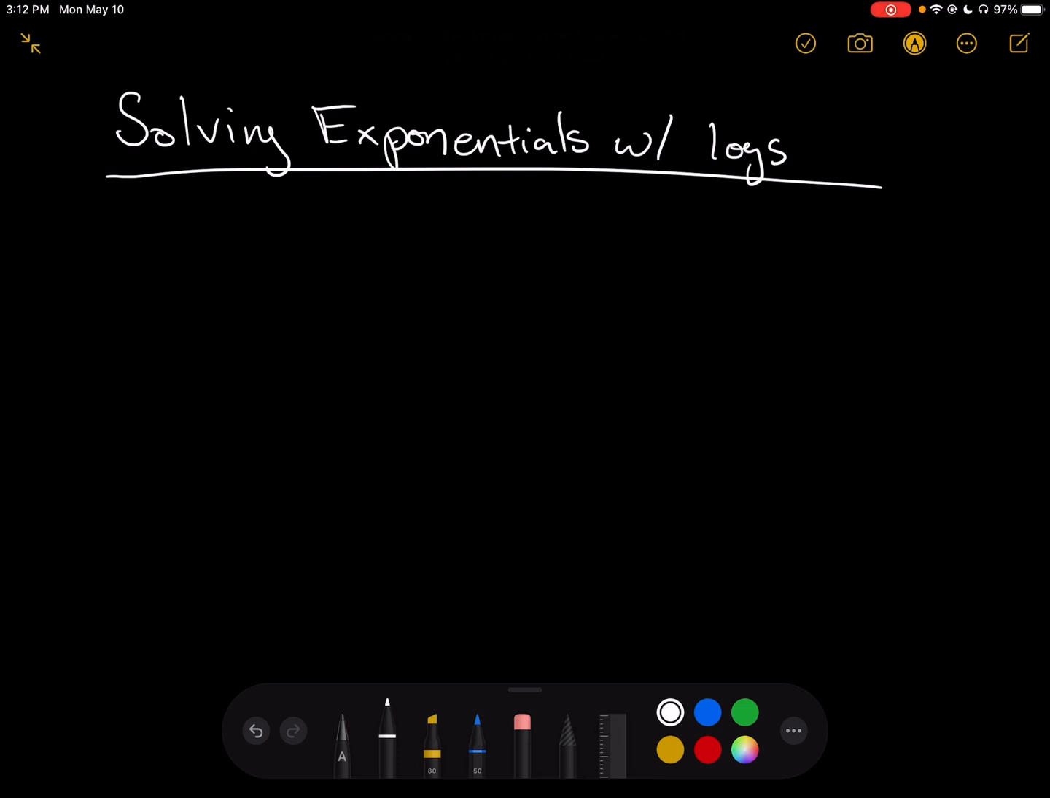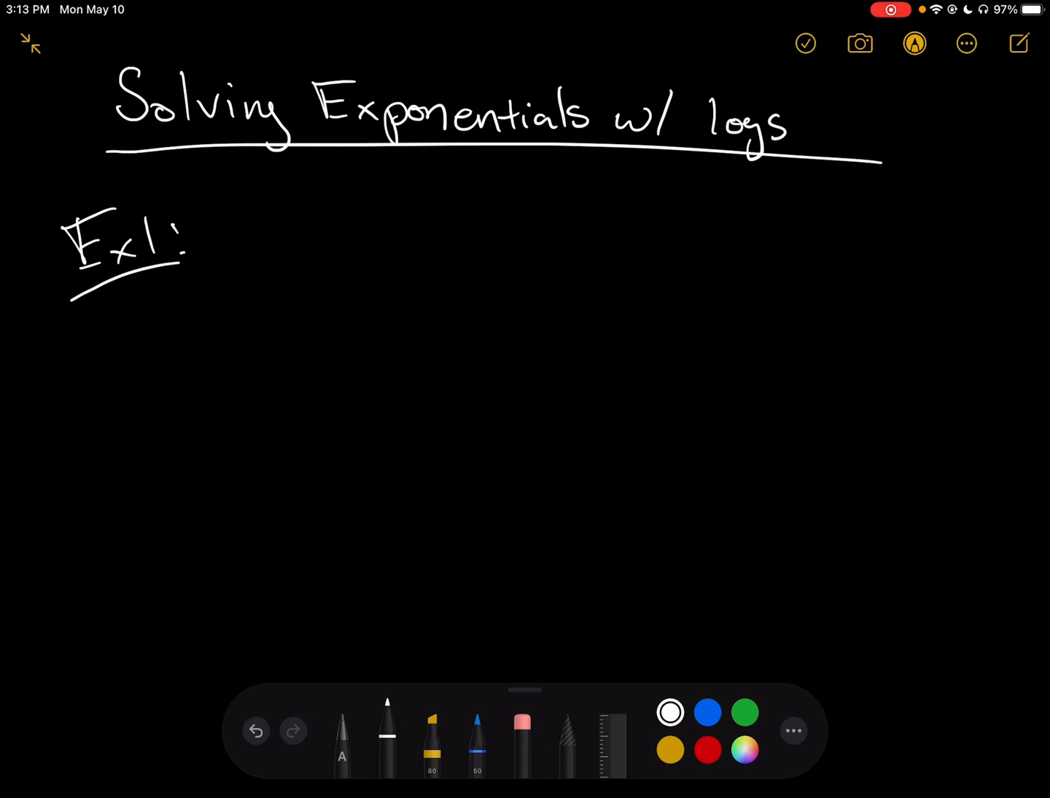We can do this because logs are an inverse of exponentials, and so we can use them to sort of pull things out of the exponent and then use that to solve for x. So we'll look at a couple of examples here, and then I'll have the packet that we're working on this week to you. So this will be example 1. We've got 2 times 15 to the x minus 3 equals 16.8, right?